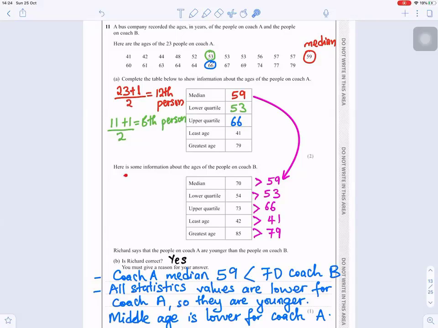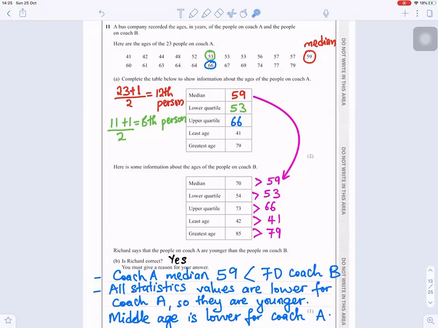Second part, here is some information about the ages of people on coach B. The median is 70, lower quartile 54, upper quartile 73, least age 42, greatest age 85. Richard says that the people on coach A are younger than the people on coach B. Is Richard correct? Yes, it's correct. You must give a reason for your answer.